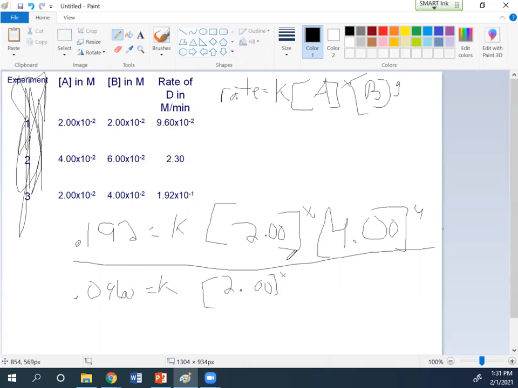2 to the x, and then 2 to the y. So this is 3 over 1. The k's cancel, and the x parts cancel. To simplify, we're left with 2 equals, because that divided by that is 2, 4 divided by 2 is 2 to the y. So what does y have to be? 1.